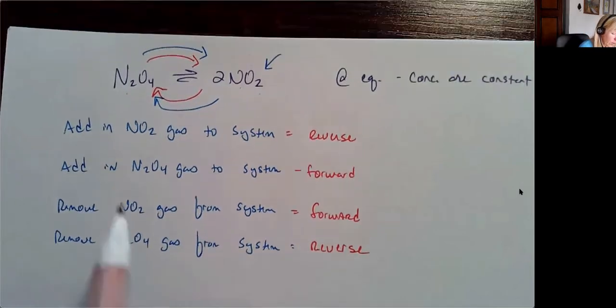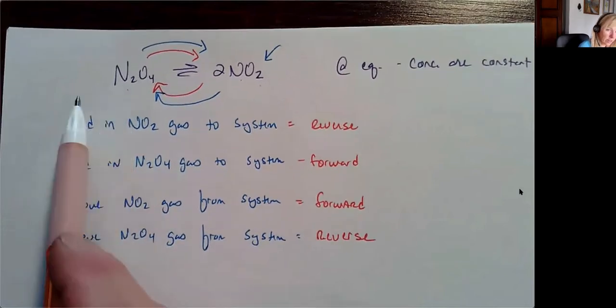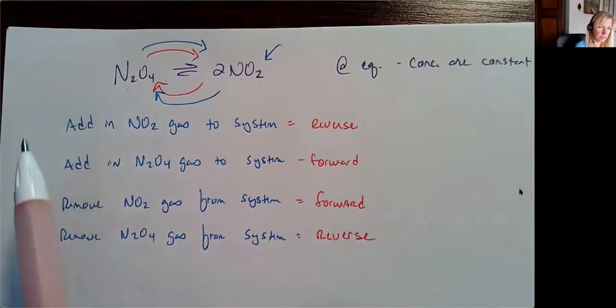If you have two reactants, you can increase the concentration of one of the reactants, and that's going to still shift the reaction forward.